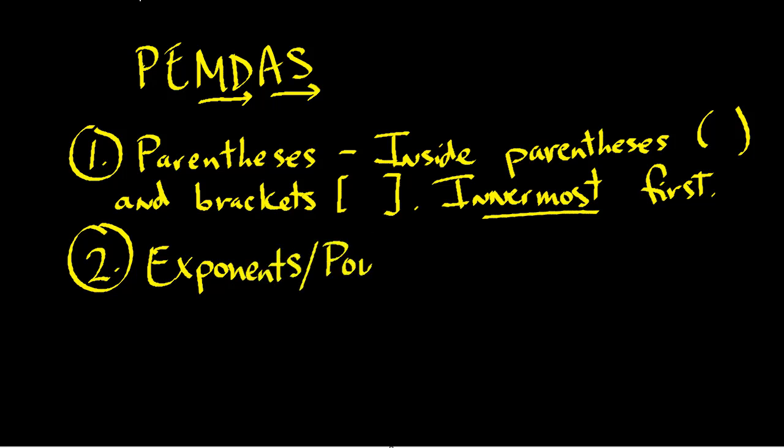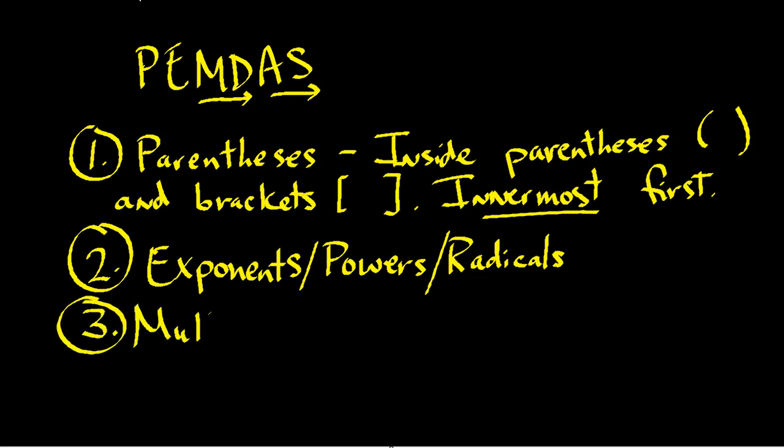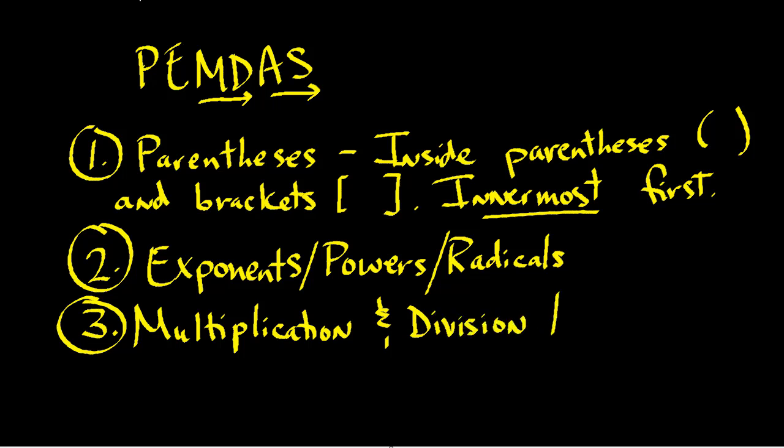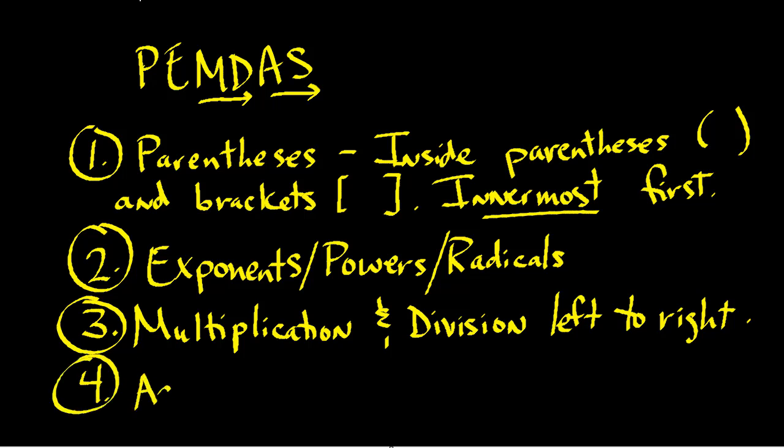The next step is, of course, to complete any exponents or powers. And this could be powers, it could also be radicals, like square roots, cube roots, things like that, because those are fractional exponents, so they are exponents as well. Next, we will complete multiplication and division left to right. And then lastly, we will complete addition and subtraction left to right.